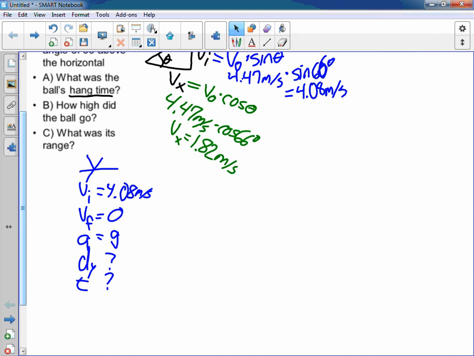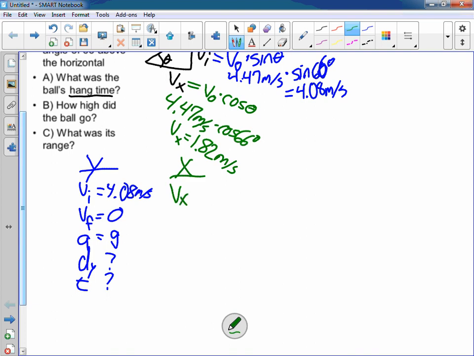What about on the X axis? So velocity on the X, oh, it's right there, 1.82 meters per second. Remember, we're only going to list off one of the velocities. The acceleration is zero, so I'm not even going to bother writing that out. DX, that's going to be my range. That'll be my question mark for part C. And, of course, the time.